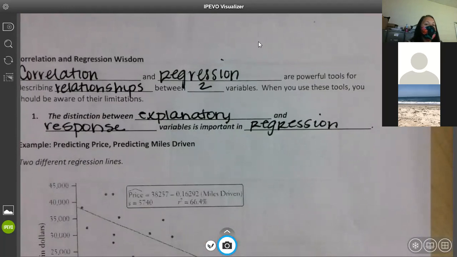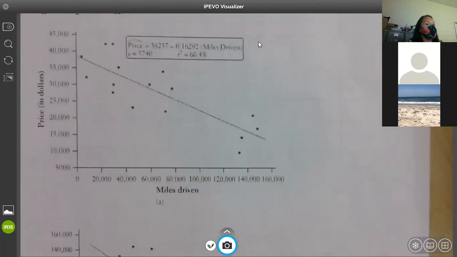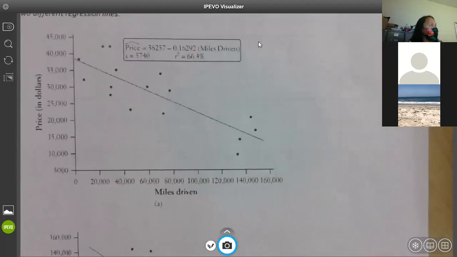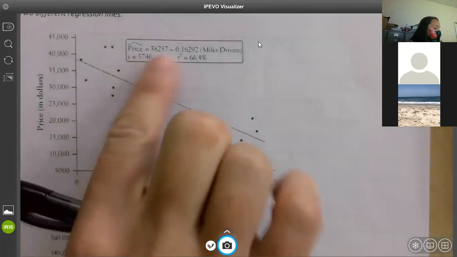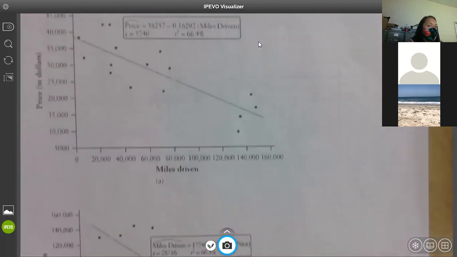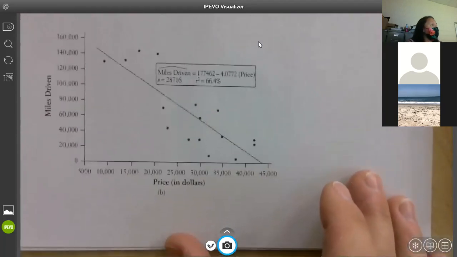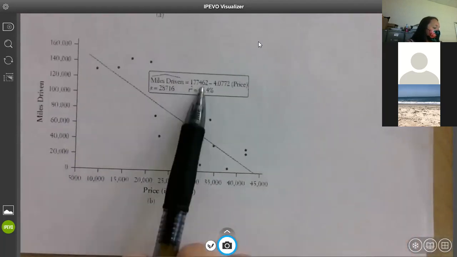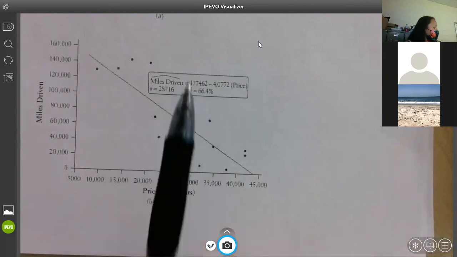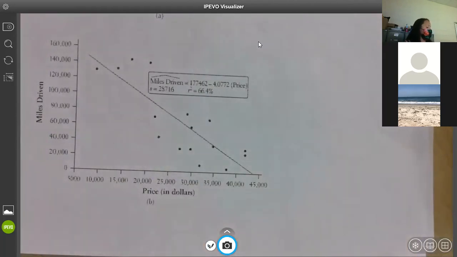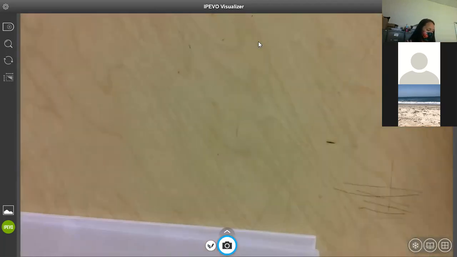All right, so here's the thing. Look at your two graphs. One of them has miles driven in the X, like we're supposed to, and price in the Y. Look at your regression model for predicted price. We've already seen that. But what happens if you switch them, which is completely incorrect? You get a completely wrong equation. That's all it's saying. So you have to know which one is your explanatory and which one is your response. Yes, it will be wrong.